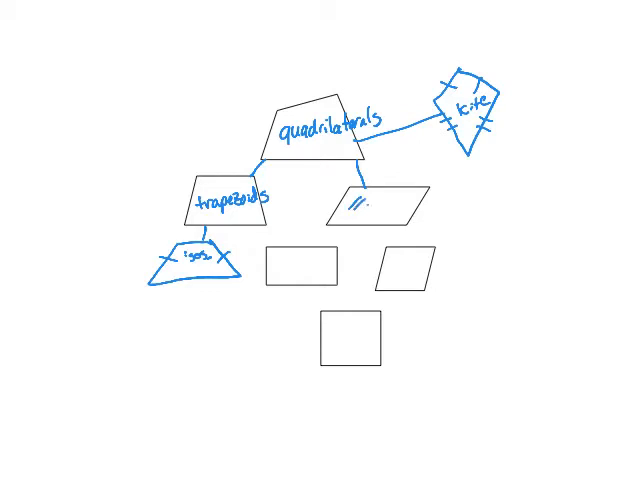So parallelogram is separate from a trapezoid, but under parallelograms we have rectangles, we have rhombuses, and then both of those connect to the square. So in this diagram, and I'll talk more about it in class, basically anything below is a part of everything above. So a square is both a rhombus and a rectangle.